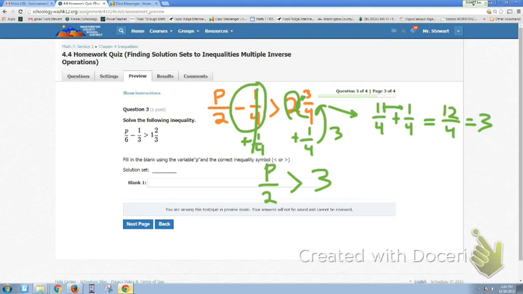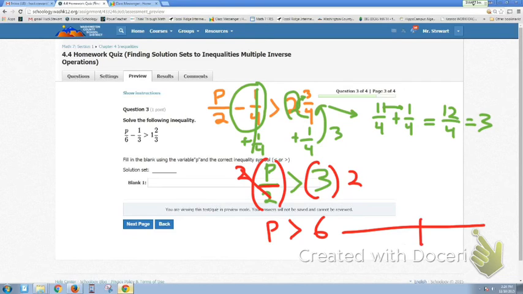Either way, we get P divided by 2 is greater than 3. And then all I have to do is undo this division by multiplying. So I'm multiplying both sides by 2. That goes away, and P is still greater than 6. If I were graphing this, which you're not asked to do in this case, P would be any value that's only larger than 6 but not equal to 6. So that's what that graph would look like.